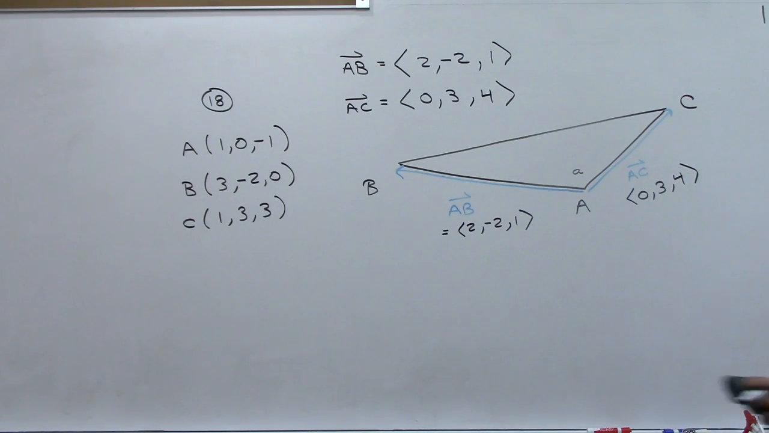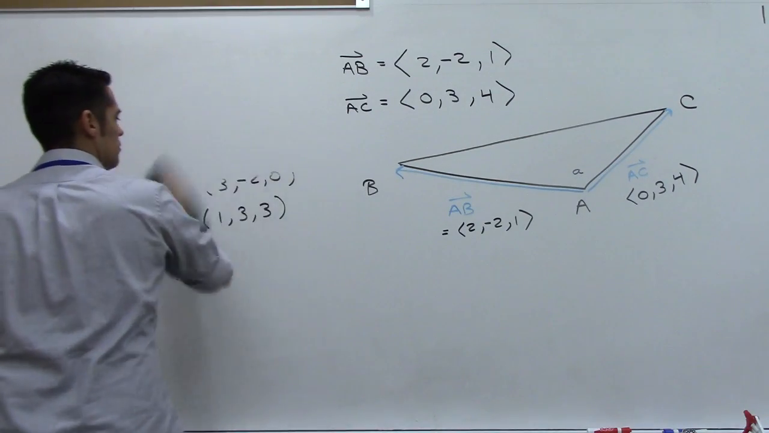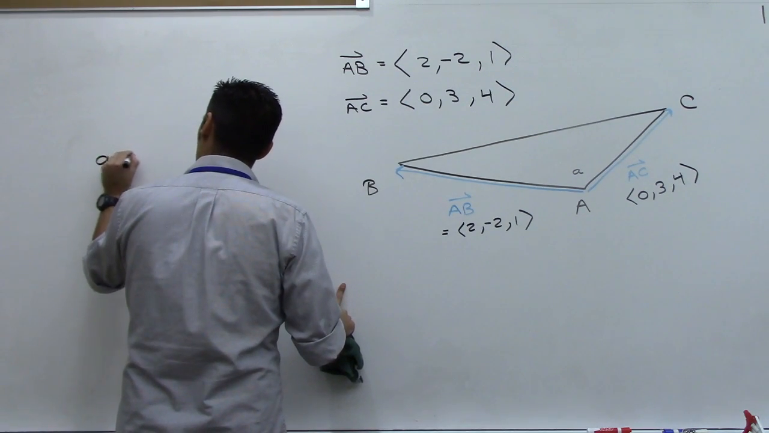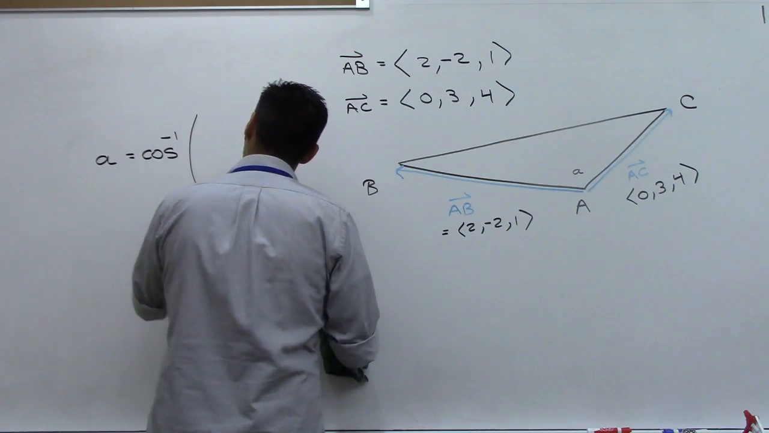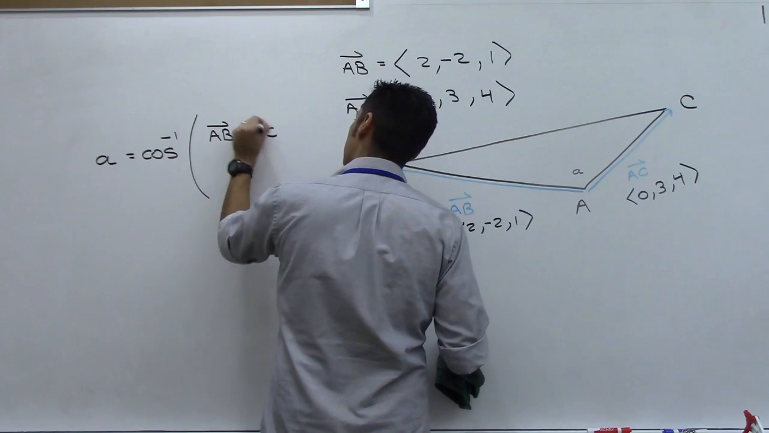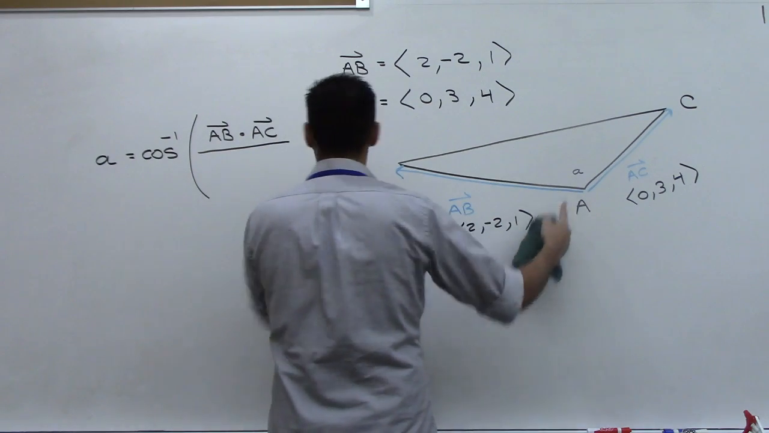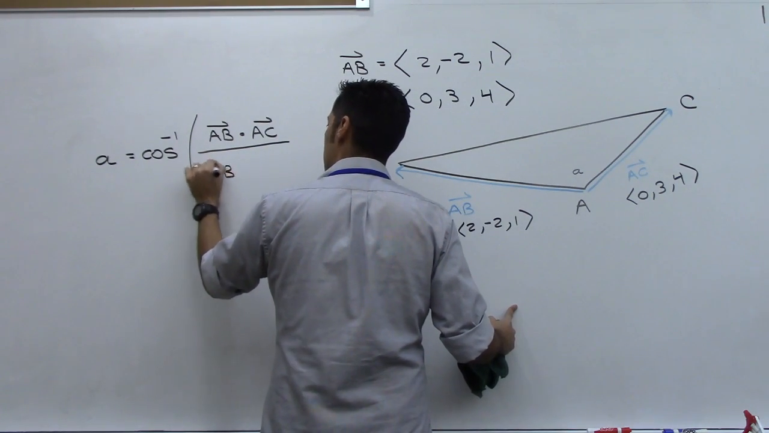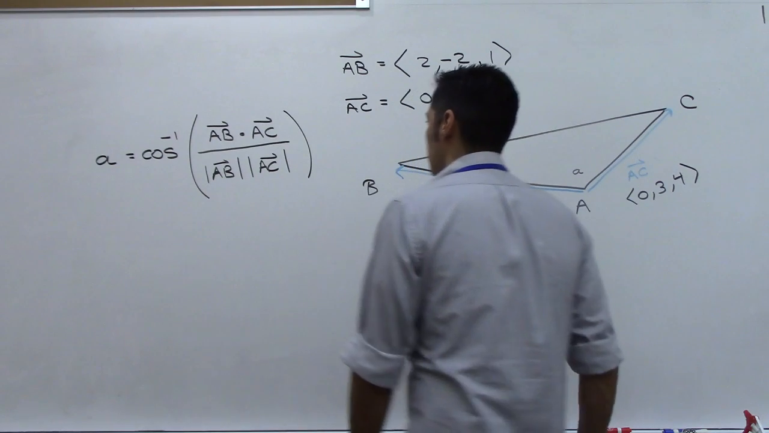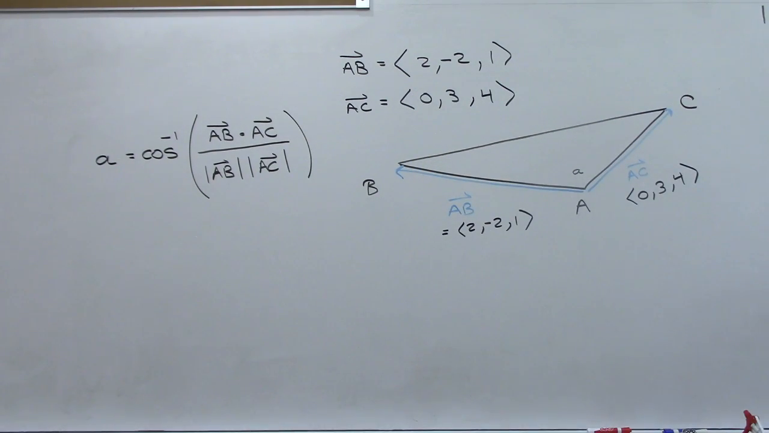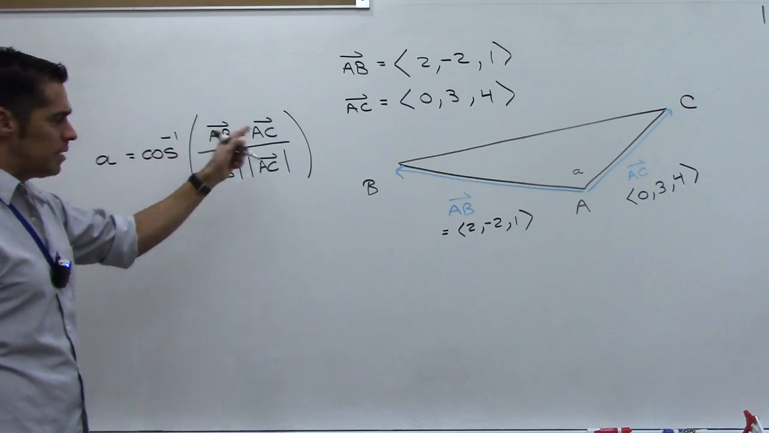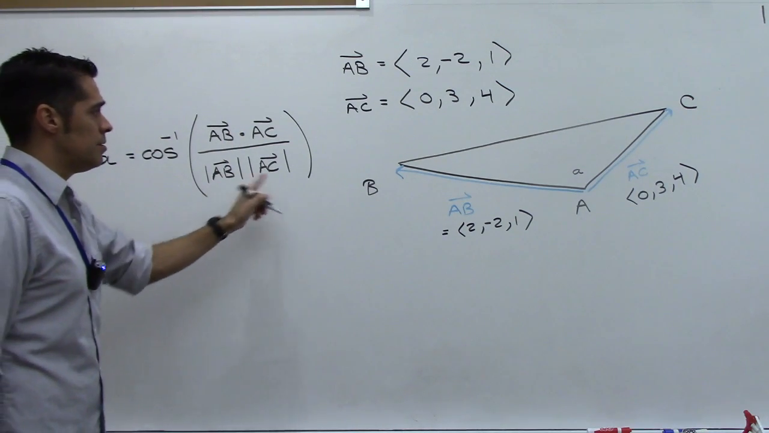So if I want to now know the angle A, I'm going to use that inverse cosine formula. The angle A in this problem will be equal to arc cosine of AB dotted with AC, over the magnitude of this vector AB times the magnitude of this vector AC. So let's do it. I'll figure out the dot product in a second. I need the magnitudes also.